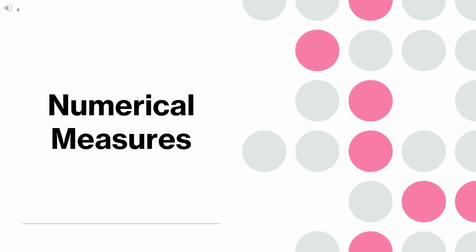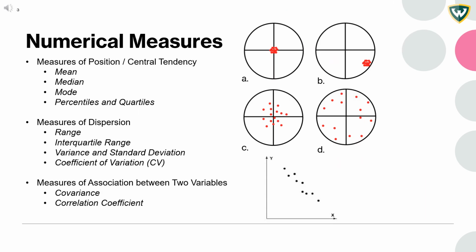Numerical measures in statistics are quantitative values used to describe and summarize data. Key measures include measures of central tendency, measures of position, measures of dispersion, and measures of association. Together, these measures provide a comprehensive summary of the data's central behavior, spread, and relative positions, essential for understanding patterns and making comparisons. Now, let's have a deeper dive into numerical measures.